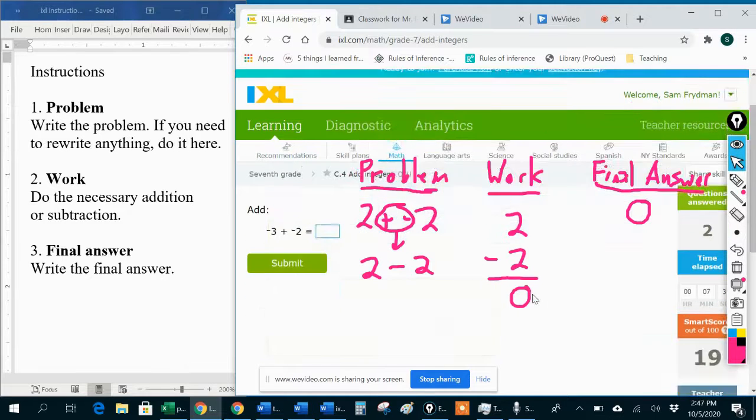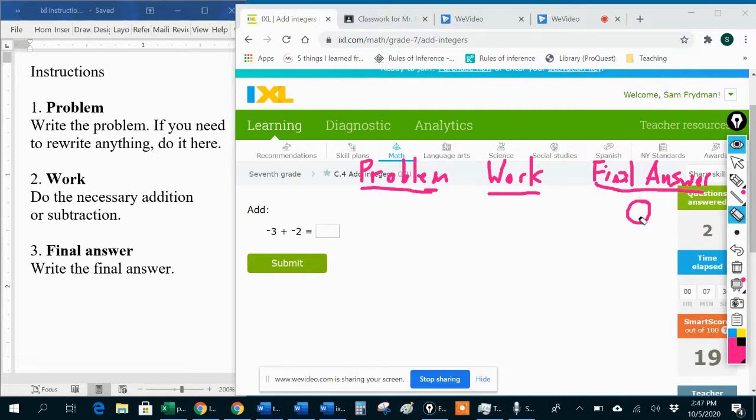All right, let's do one more problem at this level, and then we'll move on. The problem is negative 3 plus negative 2. I'm going to rewrite this plus negative as subtraction. So I would get negative 3 minus 2. Notice that nothing happens to the negative 3.